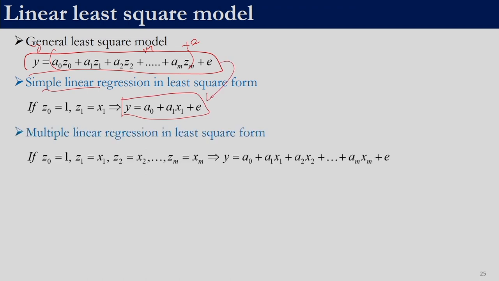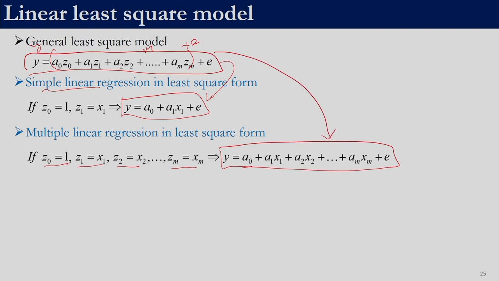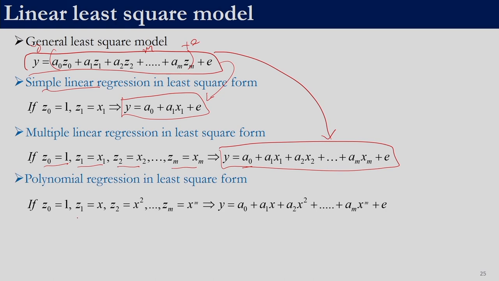For multiple linear regression, z0 is again 1, because we want this constant coefficient, z1 is x1, z2 is x2, and similarly zm is xm. This is what we solved. So, if we have a generic expression for this one, that would be valid for this one also, under the condition z0 is 1, z1 is x1, z2 is x2, all the way up to zm is equal to xm. Similarly, polynomial regression can also be represented by this one, with z0 equal to 1, z1 is equal to x, and then we require x square over here. So, z2 is equal to x square all the way up to zm is equal to xm. So, this is the model which we worked with.